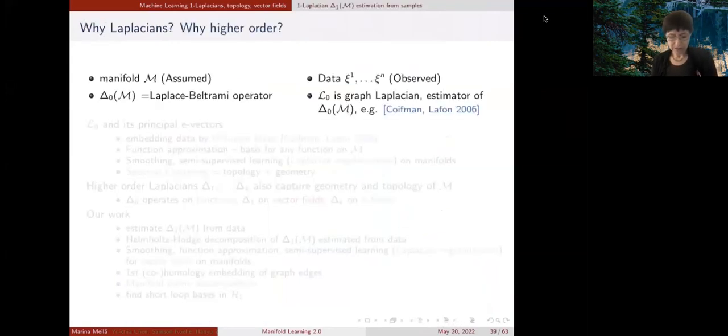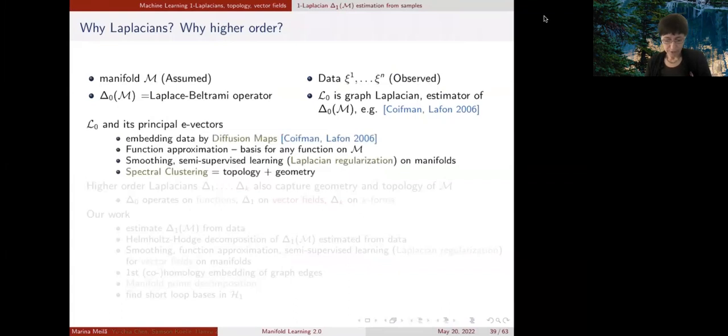Let's remember first that we assume that there is a manifold, and this manifold has a Laplace-Beltrami operator or some other Laplacian operator. But in reality, you observe only data, and we estimate the Laplacian. And the seminal paper of Coifman and Lafon showed how to estimate the Laplacian in a consistent way, independent of the sampling density. And in machine learning, the estimator of the Laplace-Beltrami operator, L0, was used to embed the data by diffusion maps, to do spectral clustering, to do various smoothing and regularization and representation of functions on the manifold.